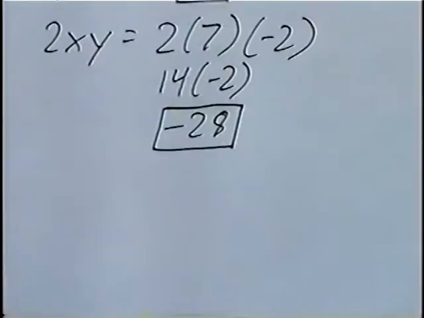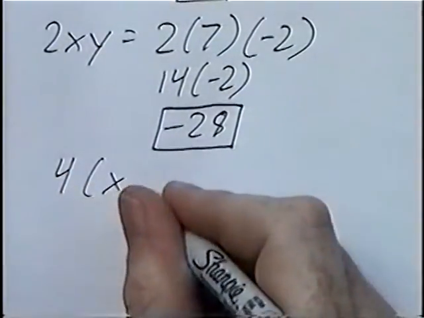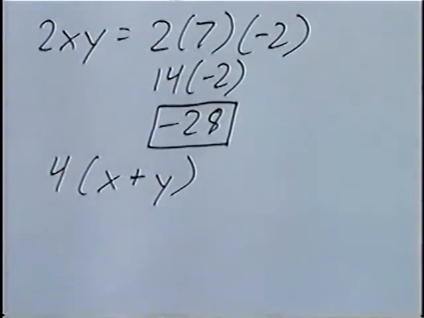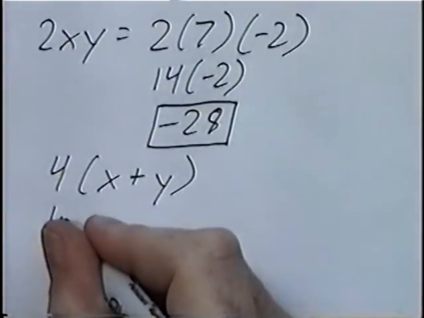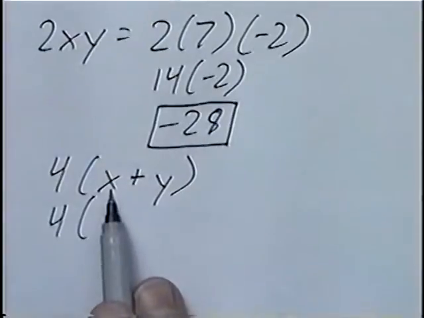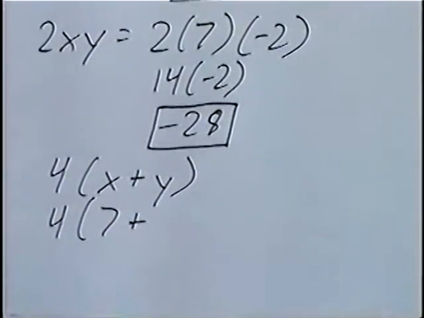And last question for this section is 4, and in parentheses, x plus y. Again, the first step will be to plug in numbers for x and y. 4 would stay the same. In the directions, x is equal to 7, and y is equal to -2.